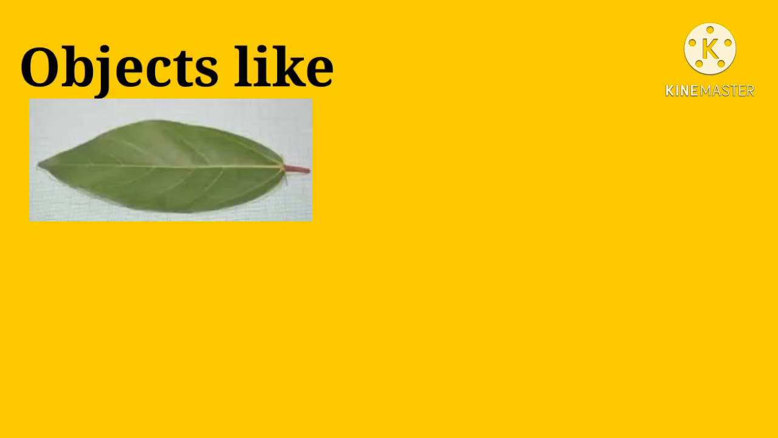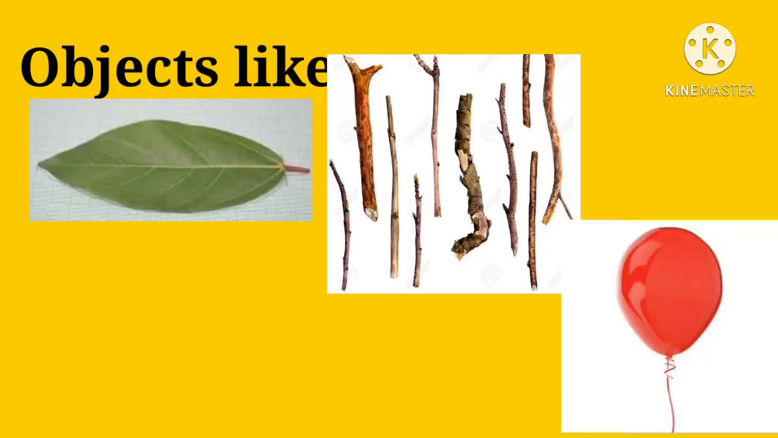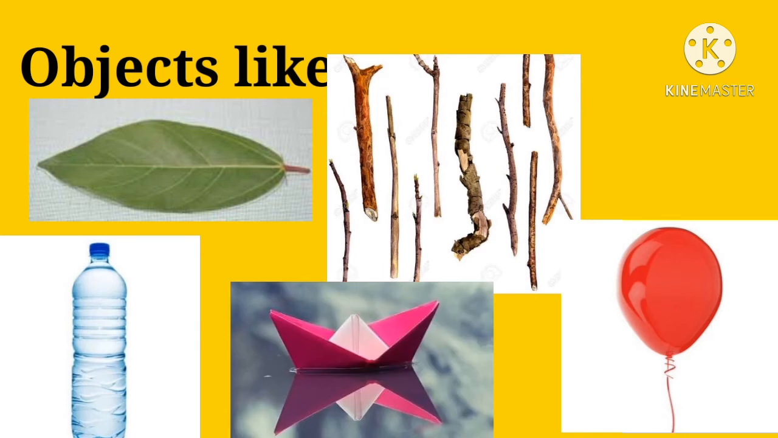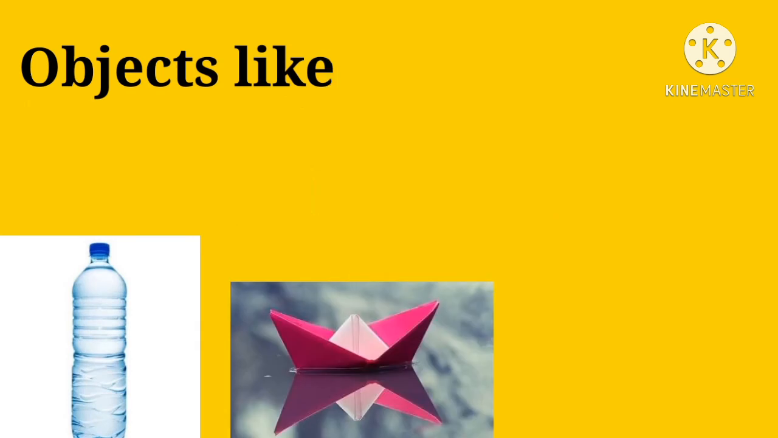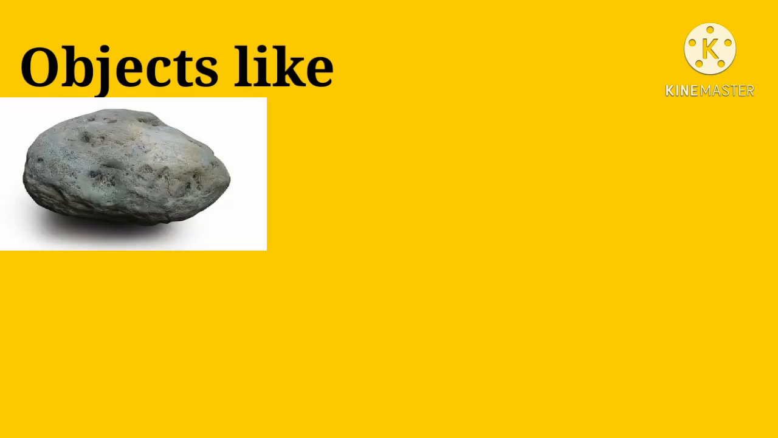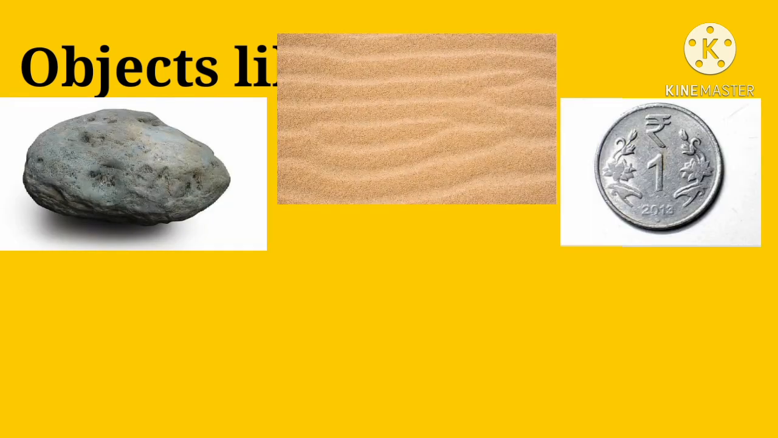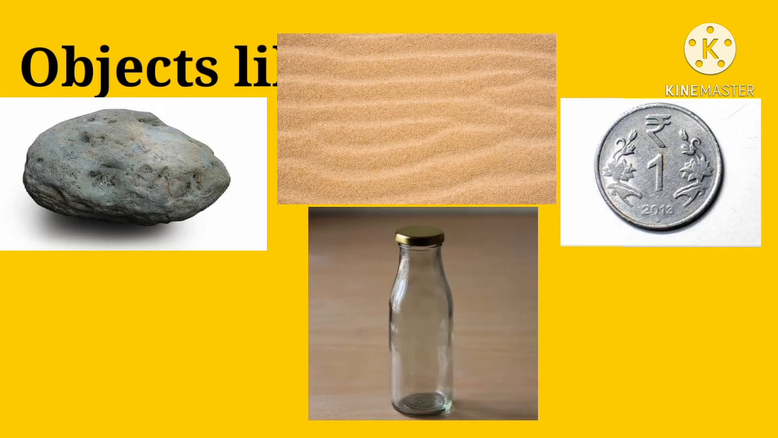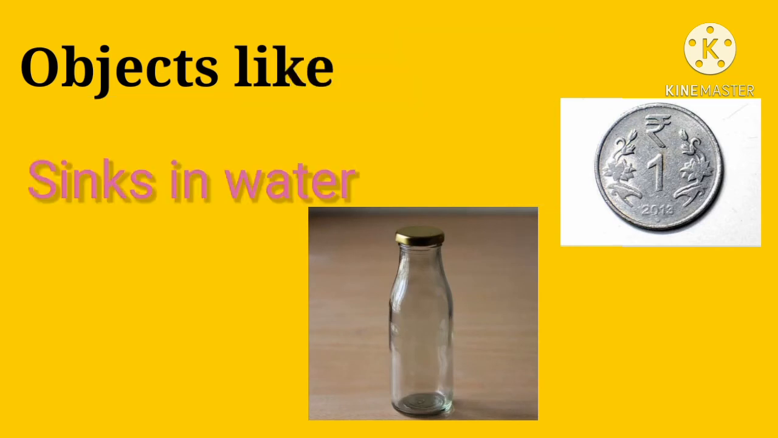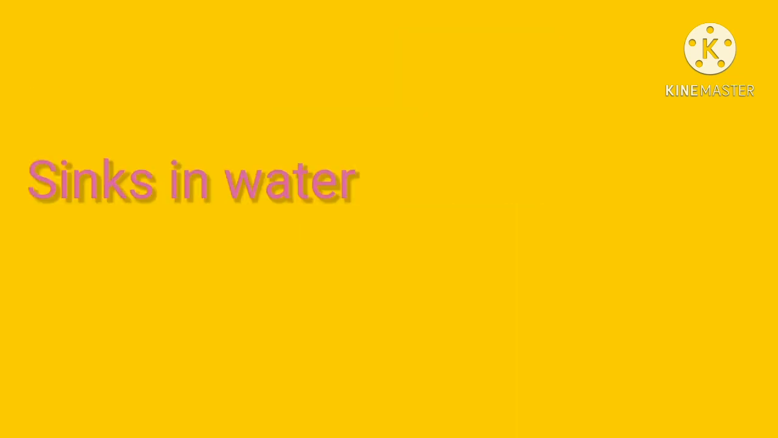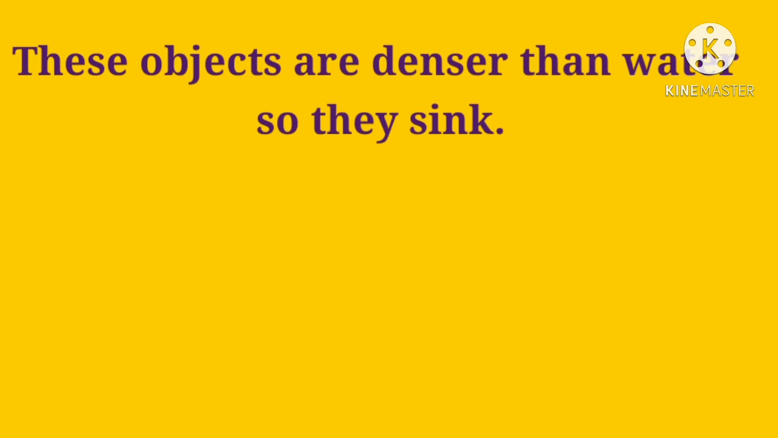Objects like leaf, twig, balloon, plastic bottle, and paper boat float in water, whereas objects like stone, sand, coin, glass bottle, etc. sink in water. These objects are denser than water, so they sink.